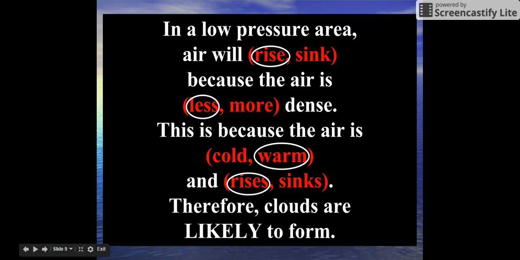Likewise, in a low pressure area, the air is going to rise because the air is less dense. This is because warm air rises. In warm conditions, clouds are more likely to form. Low pressure will make you go inside your house all day because rain and clouds are coming our way. Important, important, important to know.